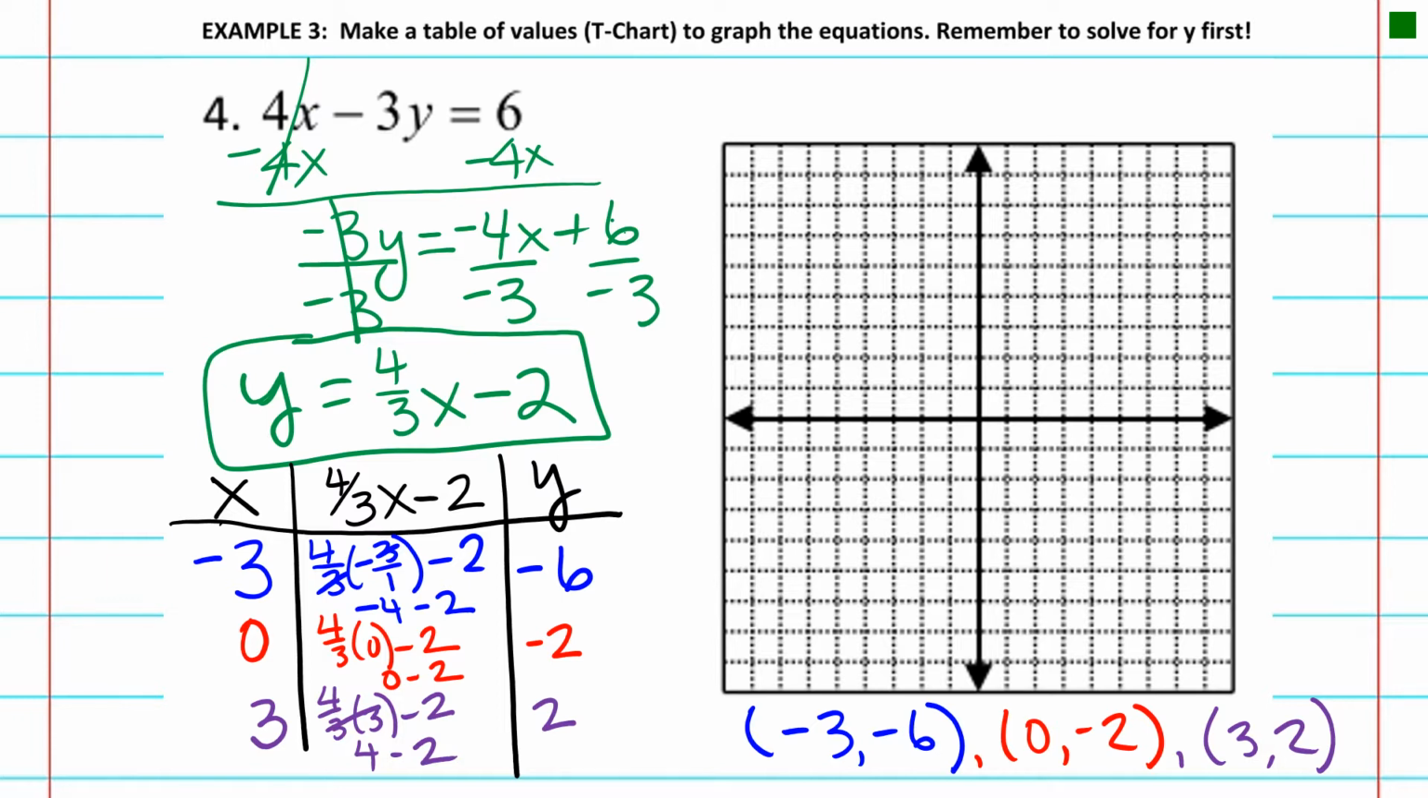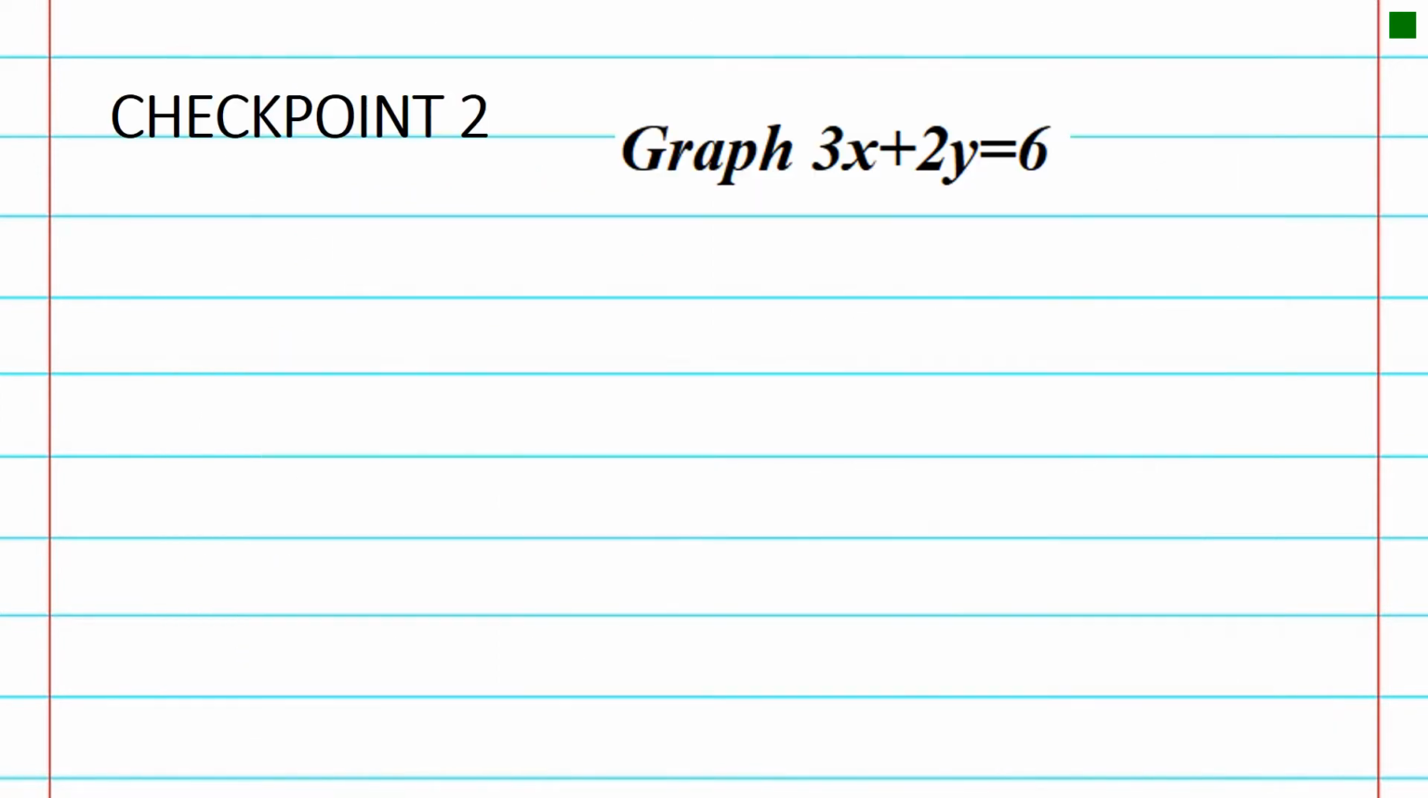So my first ordered pair is negative 3, negative 6. I'm going to go to the left 3 and down 6. That lands right there. Now I'm going to use my red one, which is 0, negative 2. So I'm not going to go right or left, but I'm going to go down 2. And then finally I have 3, 2. I'm going to go to the right 3 and up 2. Now if you step back and look at it, it does form a line, doesn't it? So when I connect it, I'm going to get that line I was looking for. So I have a linear equation. And it made a graph of a line.